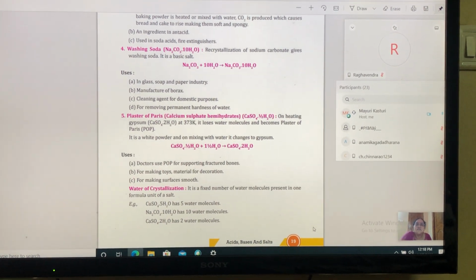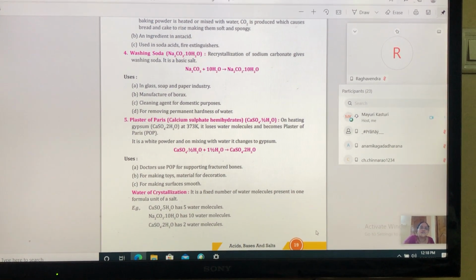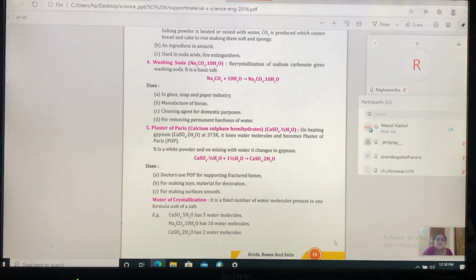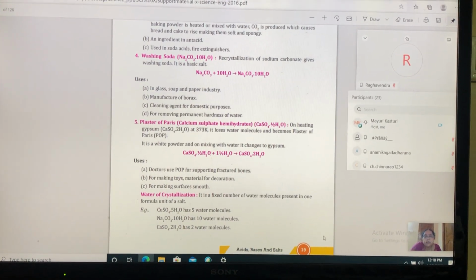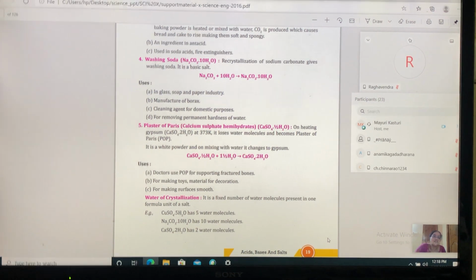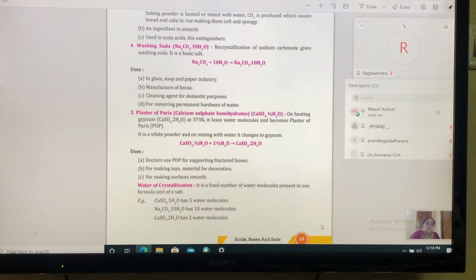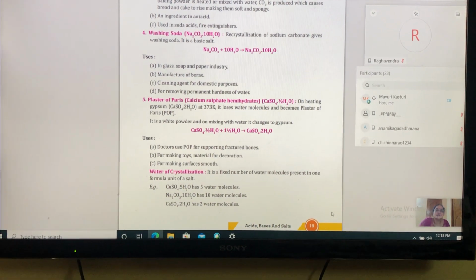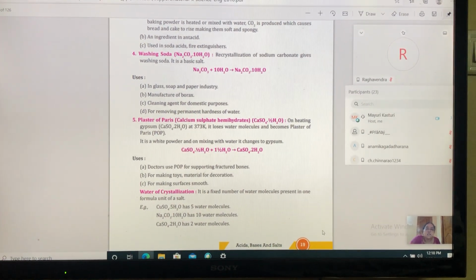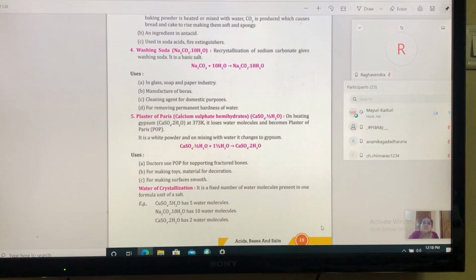Plaster of Paris is a white powder. On mixing with water, it changes into gypsum. What is the formula of gypsum? CaSO4.2H2O. What is the formula of plaster of Paris? CaSO4.1/2H2O. Now where is it used?